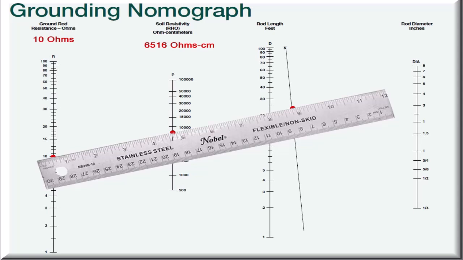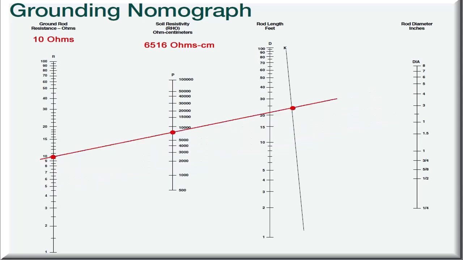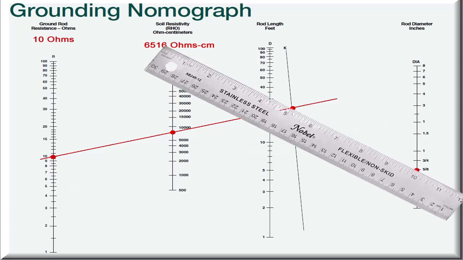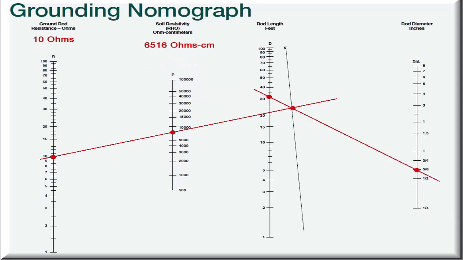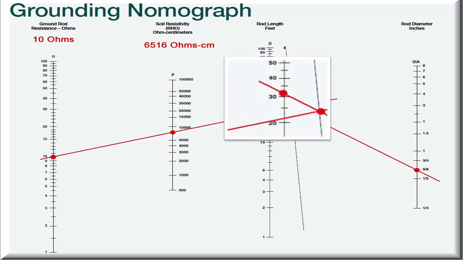Using the DIA scale, we will mark our electrode diameter of 5/8 inches. Once again, we will use our straight edge to draw a line from the DIA scale through the K scale and intersect the D scale. The intersection on the D scale will be the depth required by a single 5/8 inch electrode to achieve a 10 ohm ground resistance. In our example, we will require a 32-foot depth.